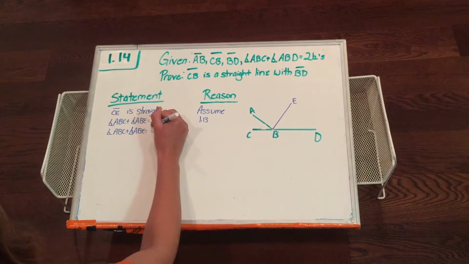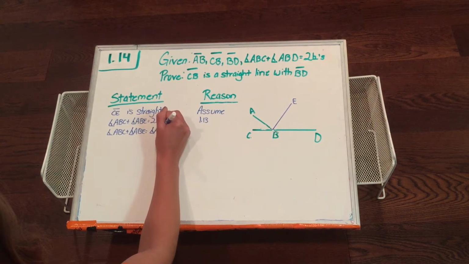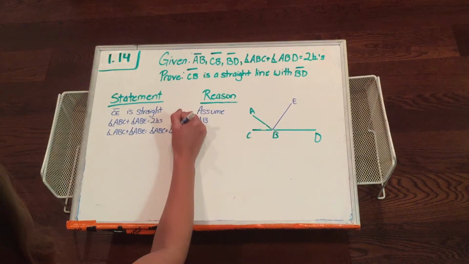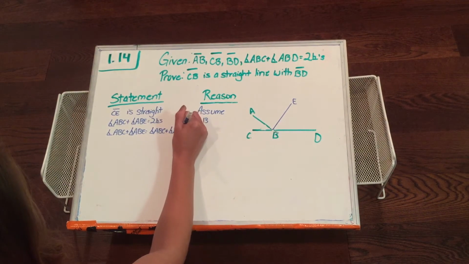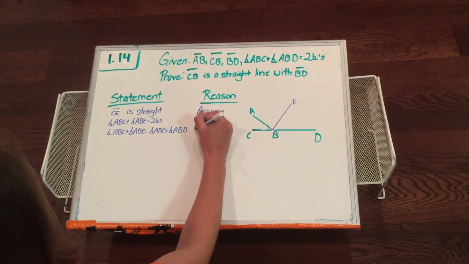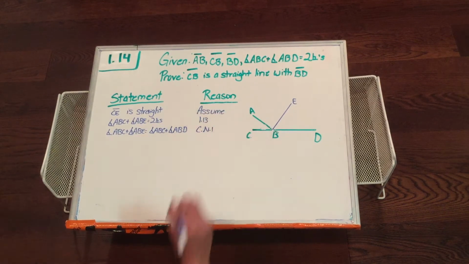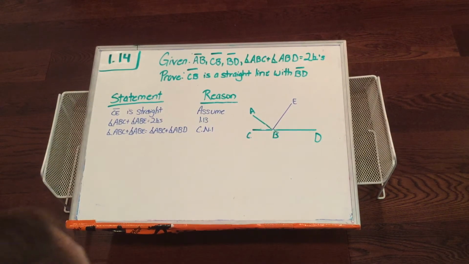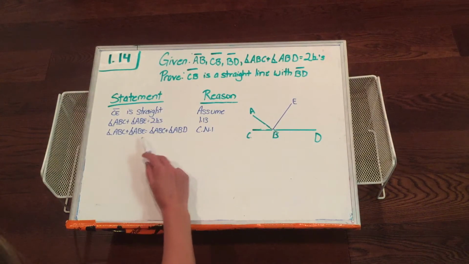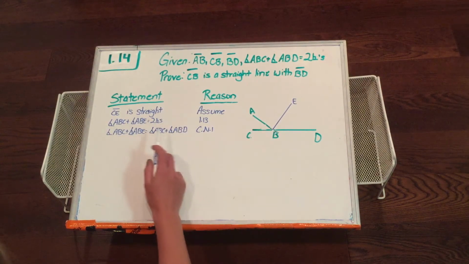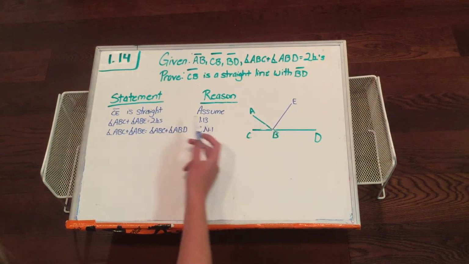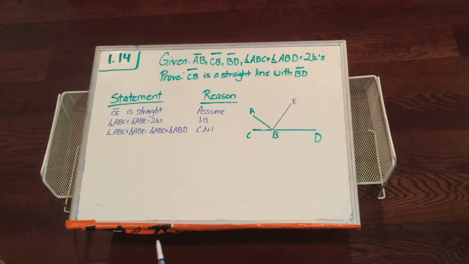And so we will say that the angle ABC plus the angle ABE will be equal to the angle ABC plus the angle ABD, because of Common Notion 1, which says that if two things are equal to the same thing, then they have to be equal to each other. So you have ABC plus ABE, which is equal to two right angles, and ABC plus ABD, which is also equal to two right angles. So you know that they can be equal to each other.